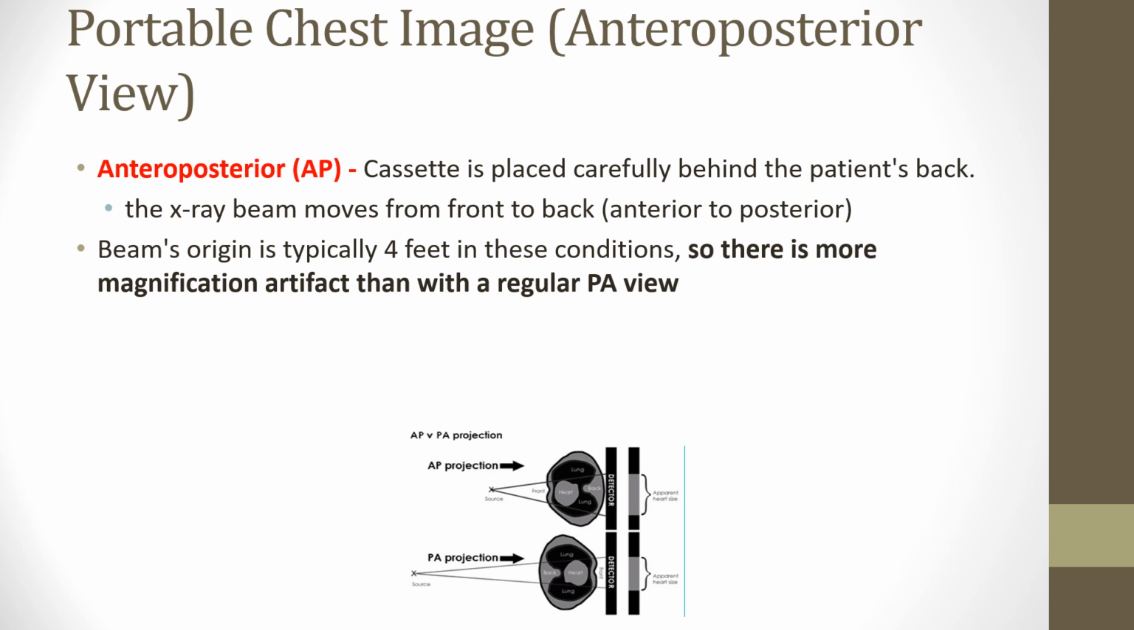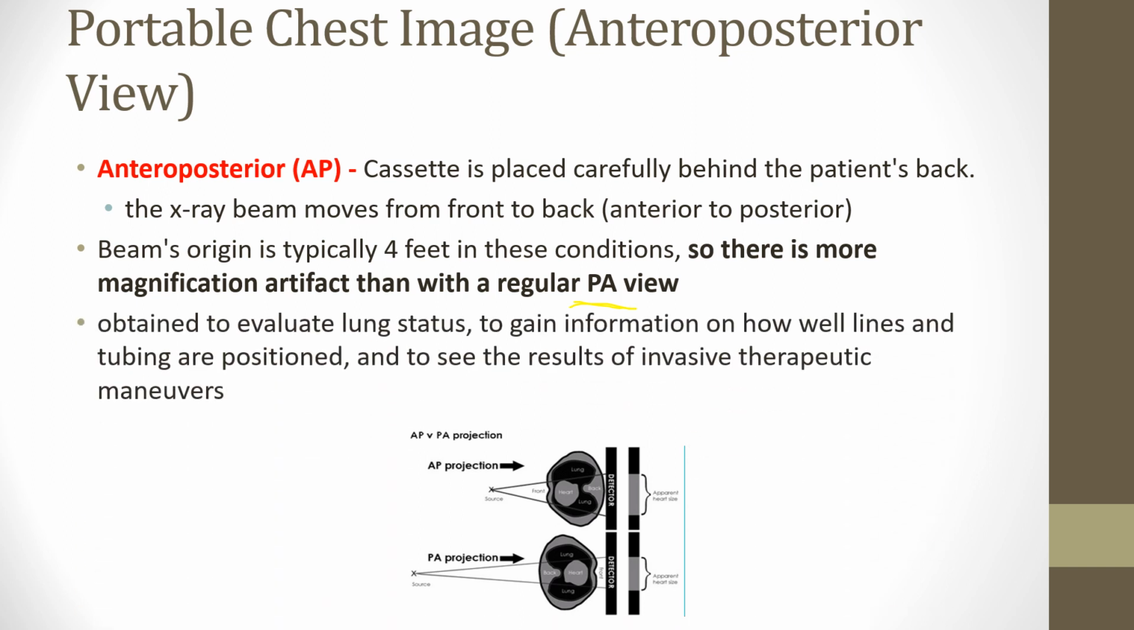So there's more magnification artifact compared to a PA film. Which one of these has less magnification artifact? The PA film. Which one of these has more magnification artifact? That would be the AP, right? So remember those differences, right? How well the tubes are positioned. We can see their ET tubes in correlation with their carina. That's not going to be changed with an AP view.